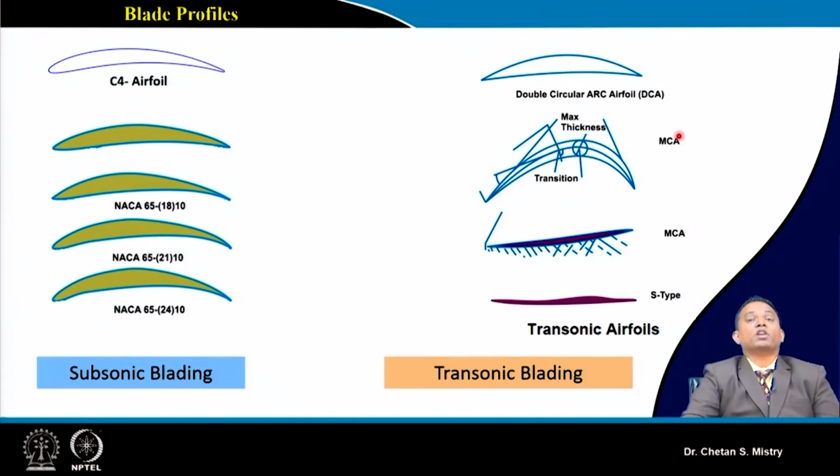is called the multiple circular arc aerofoil. We can say this is my one circular arc, second circular arc, third circular arc, fourth circular arc. So we will have a combination of different circular arcs that is used to make the aerofoil. And in this case my maximum thickness has flexibility. I can move the maximum thickness towards my leading edge or towards my trailing edge. This is the flexibility with the multiple circular arc aerofoil.